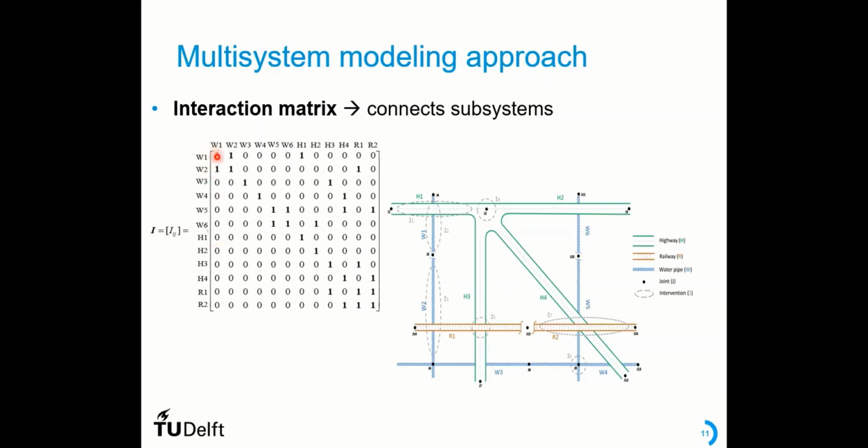And we have, of course, a diagonal of 1, because a subsystem affects itself. That's logical, of course. And we do the same thing for every two subsystems to see if there's some kind of interdependency between them. And we have this matrix at the end.